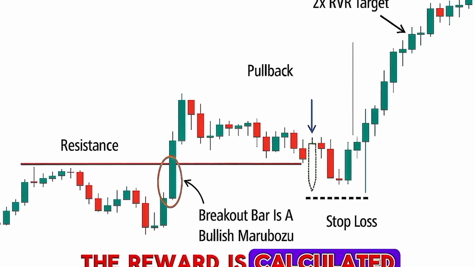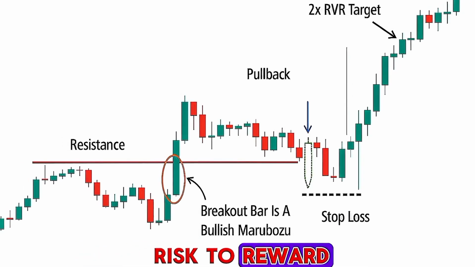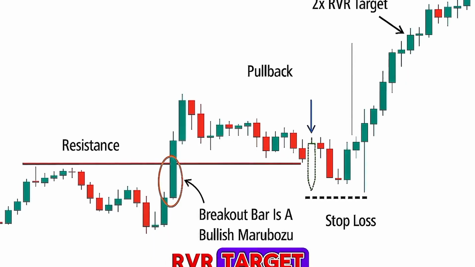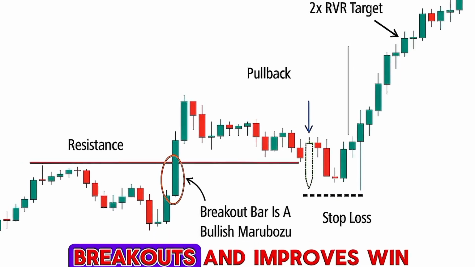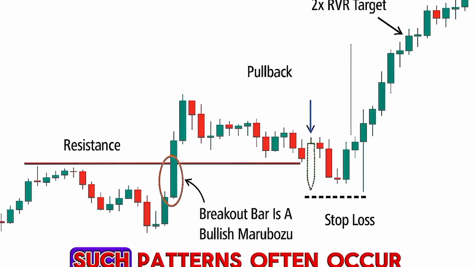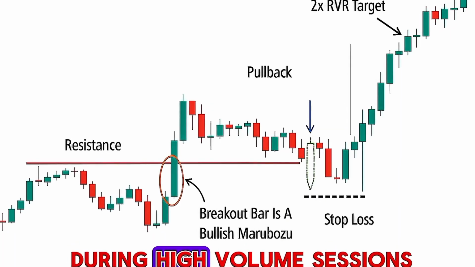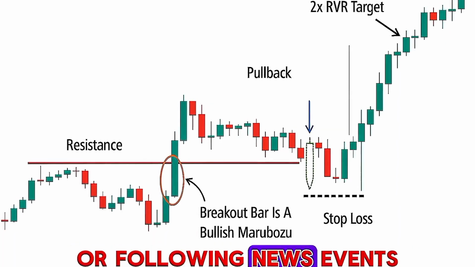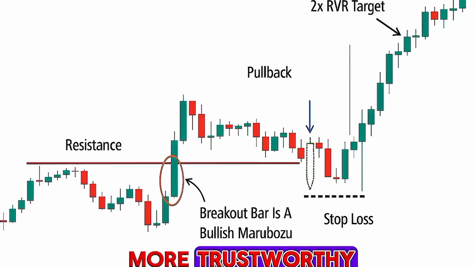The reward is calculated using a 2x risk-to-reward (RVR) target. This method avoids false breakouts and improves win rate. Such patterns often occur during high-volume sessions or following news events when price action is more trustworthy.